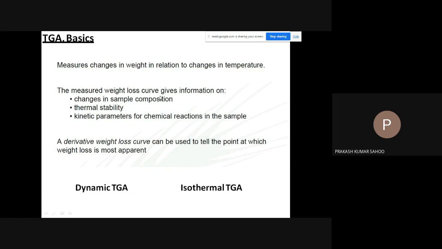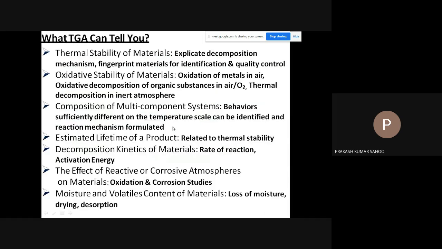The measured weight loss curve gives information on changes in sample composition. There will be a curve like this, just a step-like curve, that is one step to another. When byproducts are removed, then the mass will decrease, so the curve is like steps. This will be one reason for mass loss. Or the second one is the thermal stability information, kinetic parameters of chemical reaction.